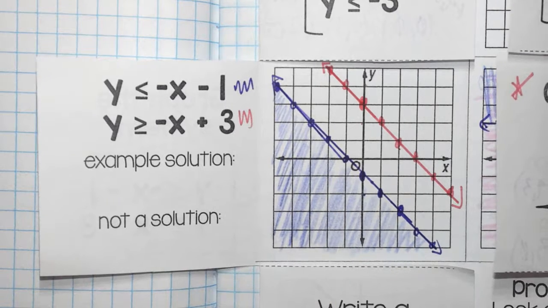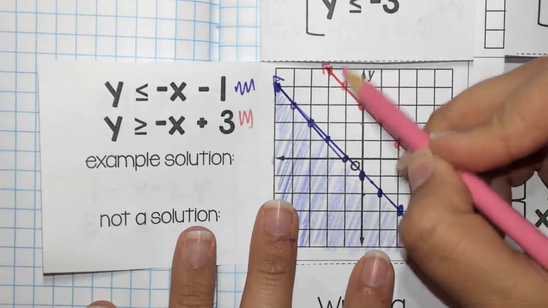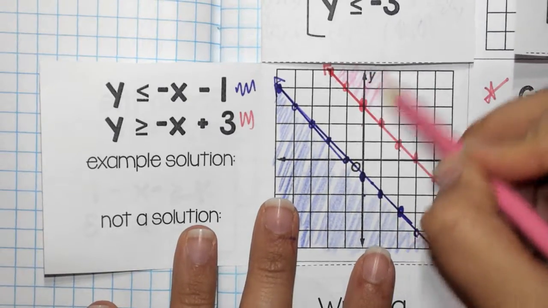Good, take a point. Now, are we going to shade above or below? Above. Because it's greater than. Take a point, y'all. You said above.